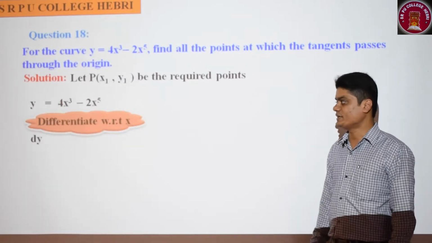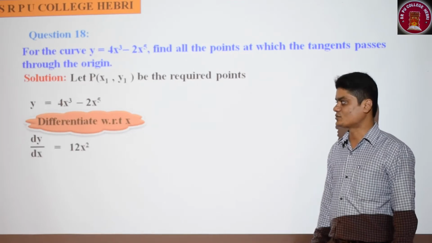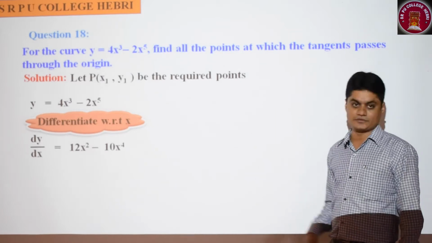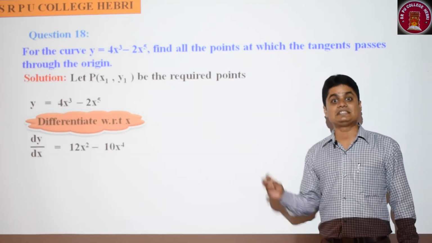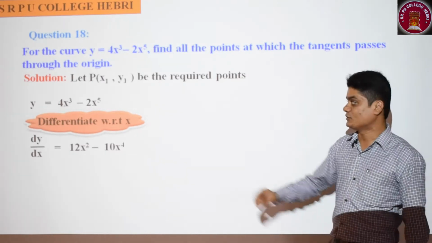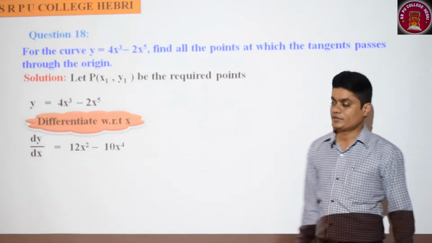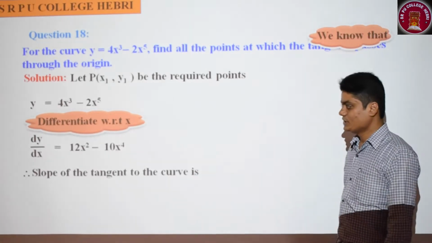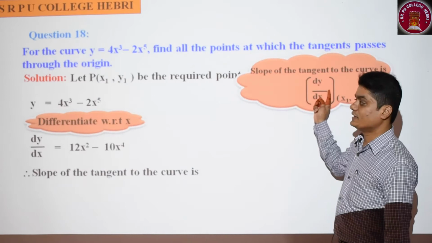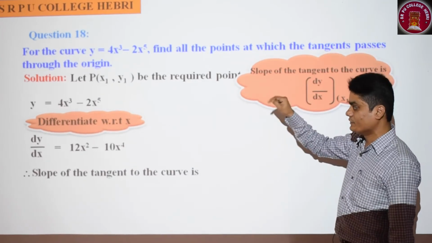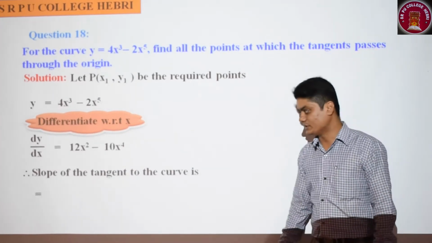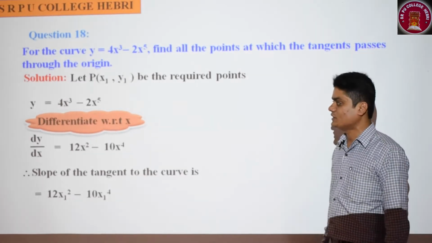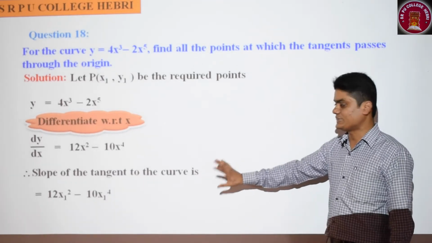So tell me, what is dy by dx? Yes, it is 12x square minus 10x to the power 4. This is the derivative of the given function, and this function represents the slope of the tangent to the given curve at the point x1, y1. So what is the slope of the tangent? Replace x and y with x1 and y1 in dy by dx. You will get 12x1 square minus 10x1 to the power 4. This represents the slope of the tangent to the curve.